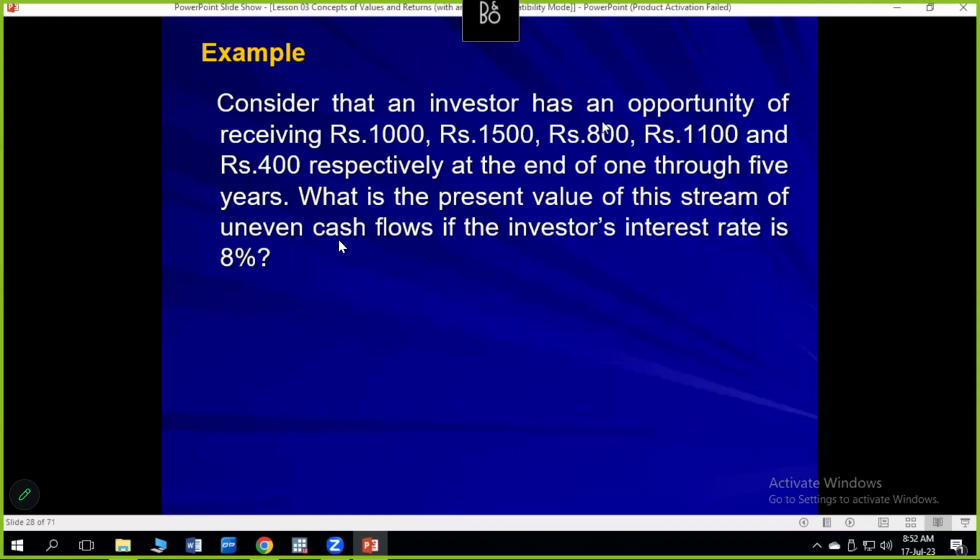Consider that an investor has an opportunity of receiving 1,000, 5,000, 1,500, 800, 1,100 and 400 respectively at the end of 1 year through 5 years. What is the present value of this stream of annual cash flows if the investor's interest rate is 8%?